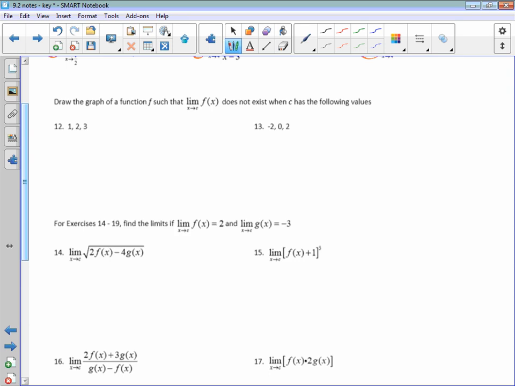I like it. All right, guys, so let's do 12 together, and then I'll have you try 13. So I'm asking you to make a sketch of a graph such that the limit will not exist at these specific values. So for the first one, at 1, 2, and 3, the limit will not exist. There's a million different ways you can draw these, but I think a super simple one. You don't have to write the equation. You just have to draw the graph. So look at this. If I did a graph that looked like, I don't know, that.